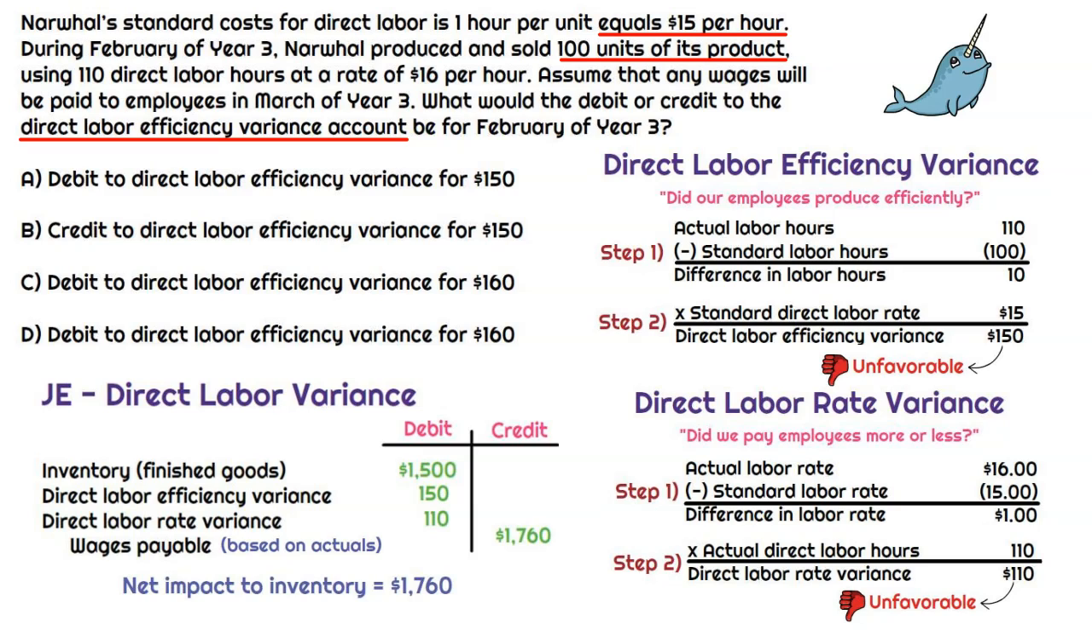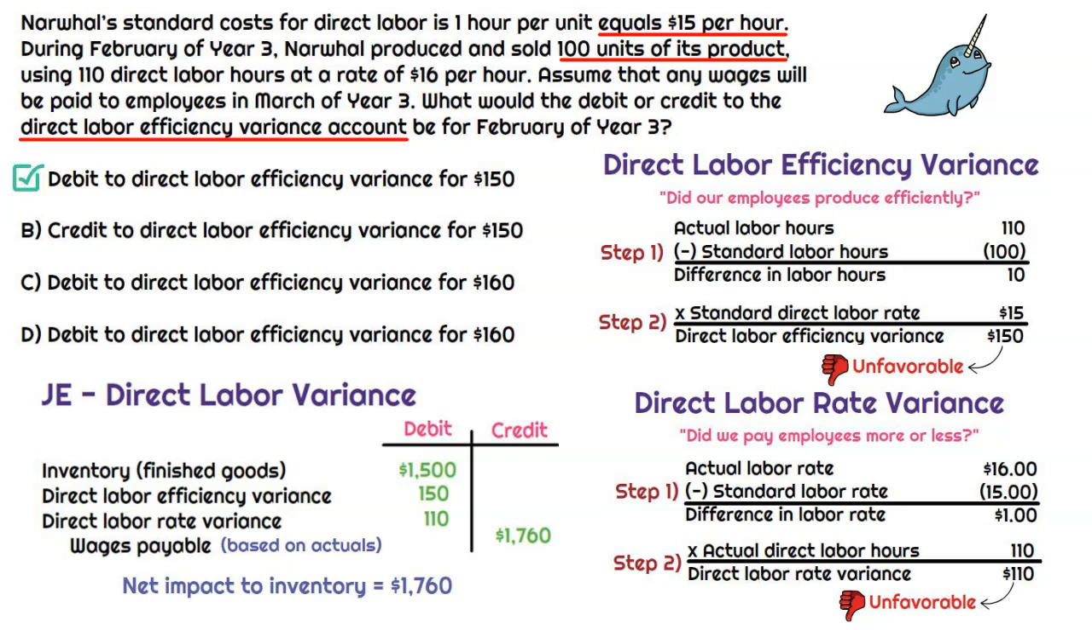And we can clearly see in our trial balance that both of those were unfavorable. So just going back to what the question was asking about the debit or credit to the direct labor efficiency variance account. Well, that's going to be a debit to direct labor efficiency variance for $150. So that's the correct answer.